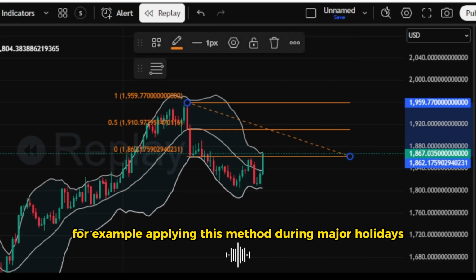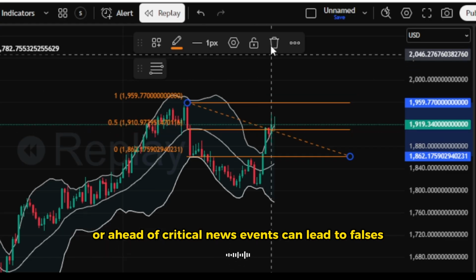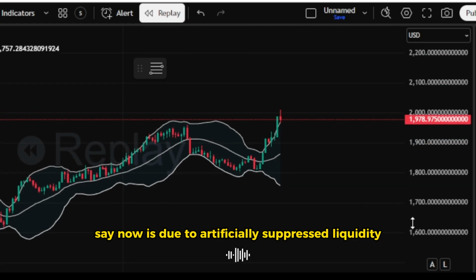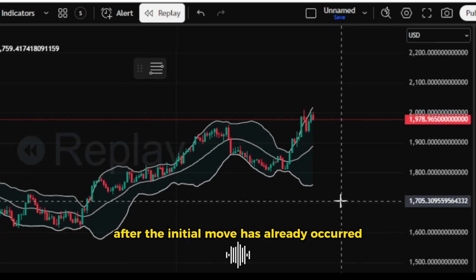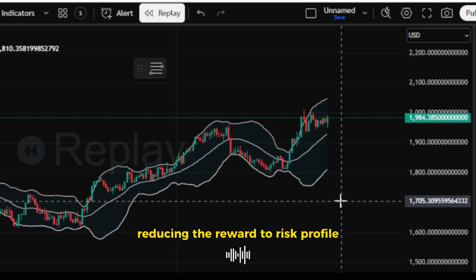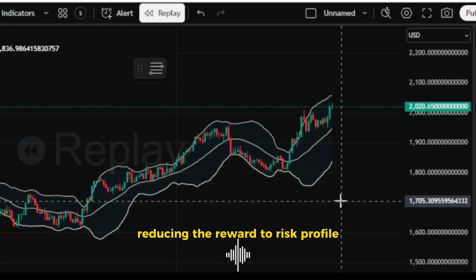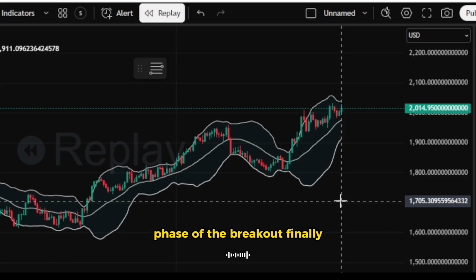For example, applying this method during major holidays or ahead of critical news events can lead to false signals due to artificially suppressed liquidity. Another mistake is chasing breakouts late, after the initial move has already occurred. This exposes the trader to higher risk, as stops must be placed further away, reducing the reward to risk profile. Chasing price also often coincides with the exhaustion phase of the breakout.